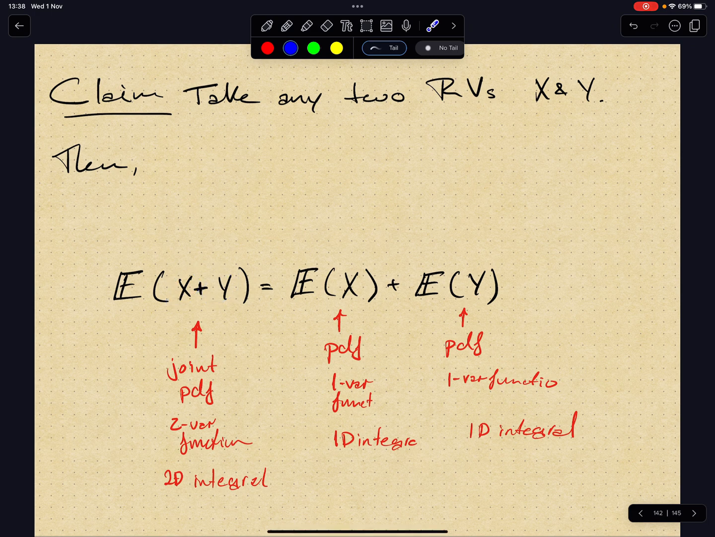So this is the main advantage of this identity. If you have two random variables, then technically you need a joint PDF to compute this expected value. But here, it turns out that it's sufficient to just have the marginal PDFs, or one-dimensional integrals. So this computation often tends to be simpler, and this is why we like this linearity. We'd like to take the summation outside of the expected value to simplify our computations.